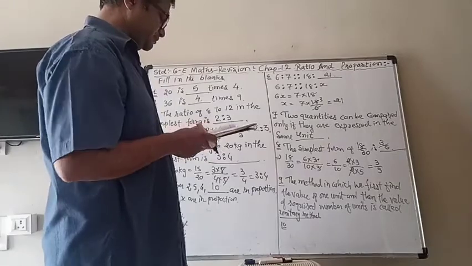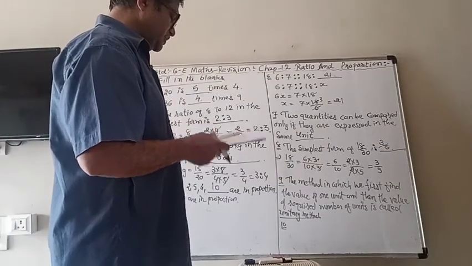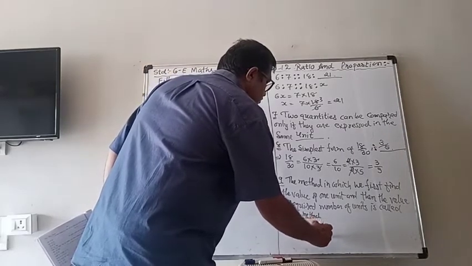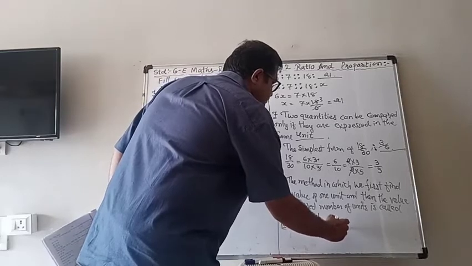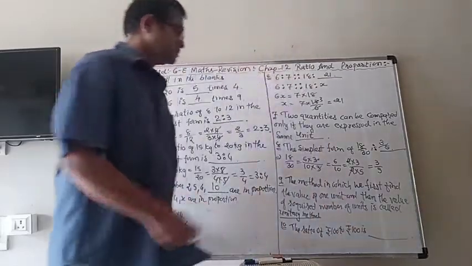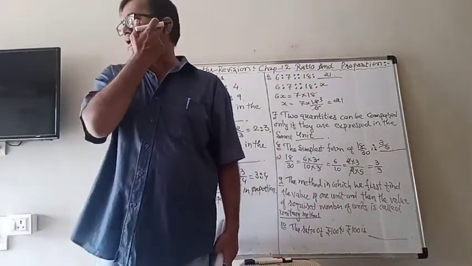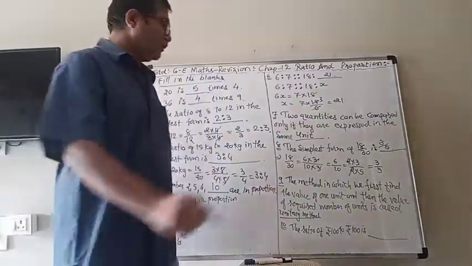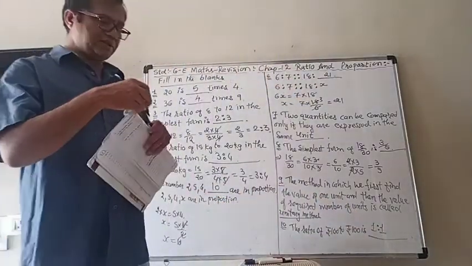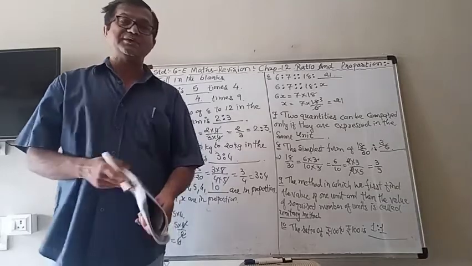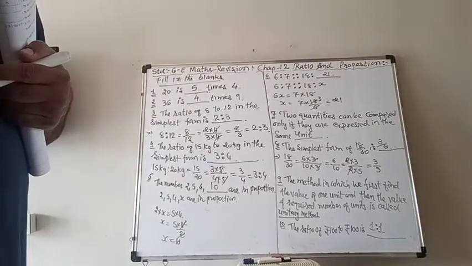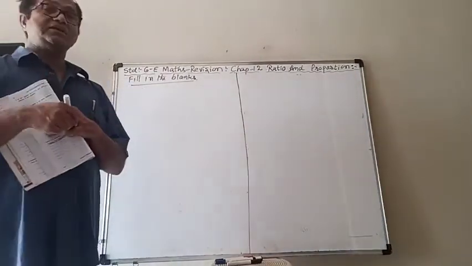Question 10, fill in the blank. The ratio of rupees 100 to rupees 100 is blank. Now both have the same numbers. So we divide 100 by 100, we get 1. Means the ratio is 1:1. So when we find the ratio of 100 rupees to 100 rupees, then 100 upon 100 is 1. So the answer is 1.